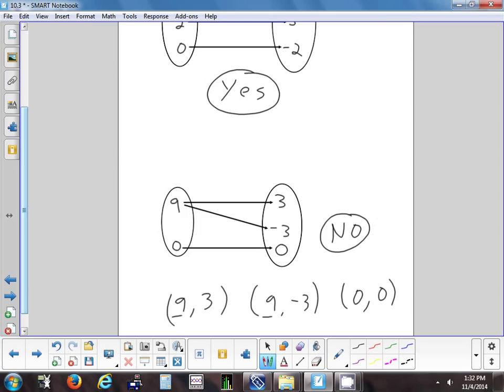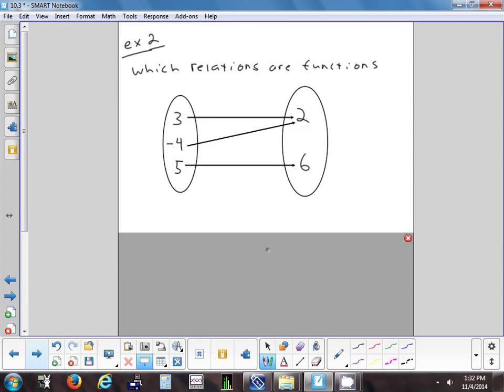So that one Mr. Hager did, that was the no, that was to the right of example 1. Okay, same questions again. Is that a function? Okay, we got it. Just give everyone a second.